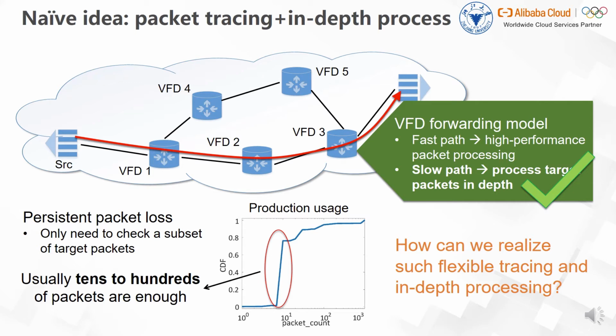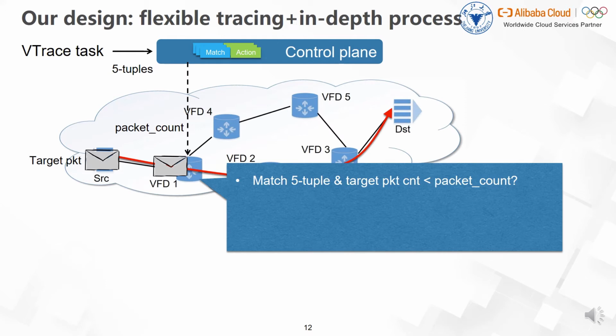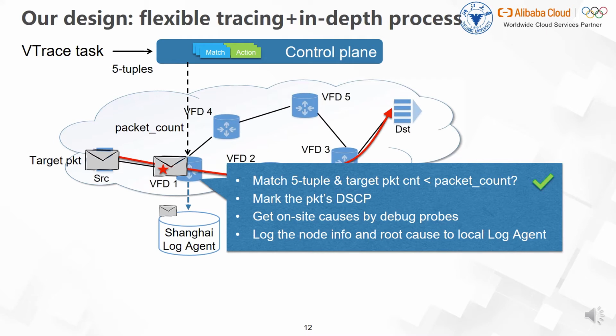But how can we realize such flexible tracing and in-depth processing? Specifically, for the first hop VFD, the controller tells it the number of packets to be traced with the parameter packet count. Once the target packet comes and the packet count is not reached, VFD will mark the packet through its DSCP value, and then perform the deep check by debug probes. At last, VFD will log the node information and root causes to a local log agent.